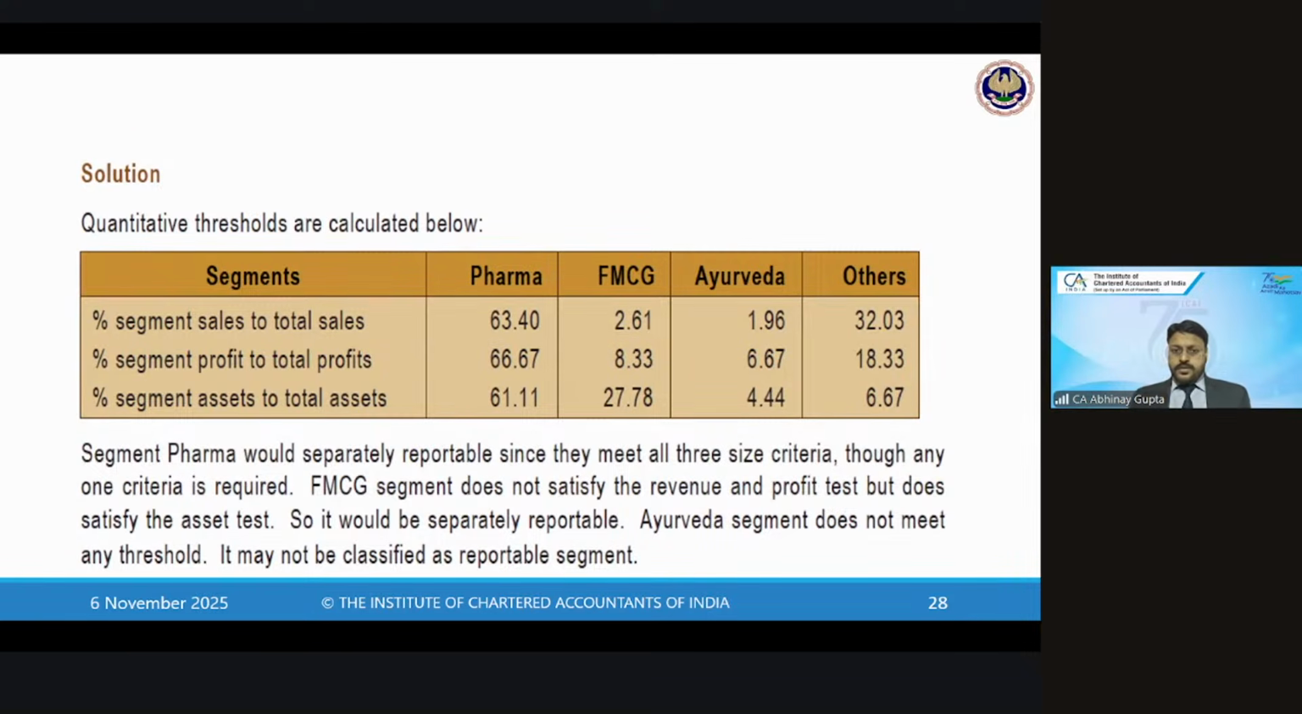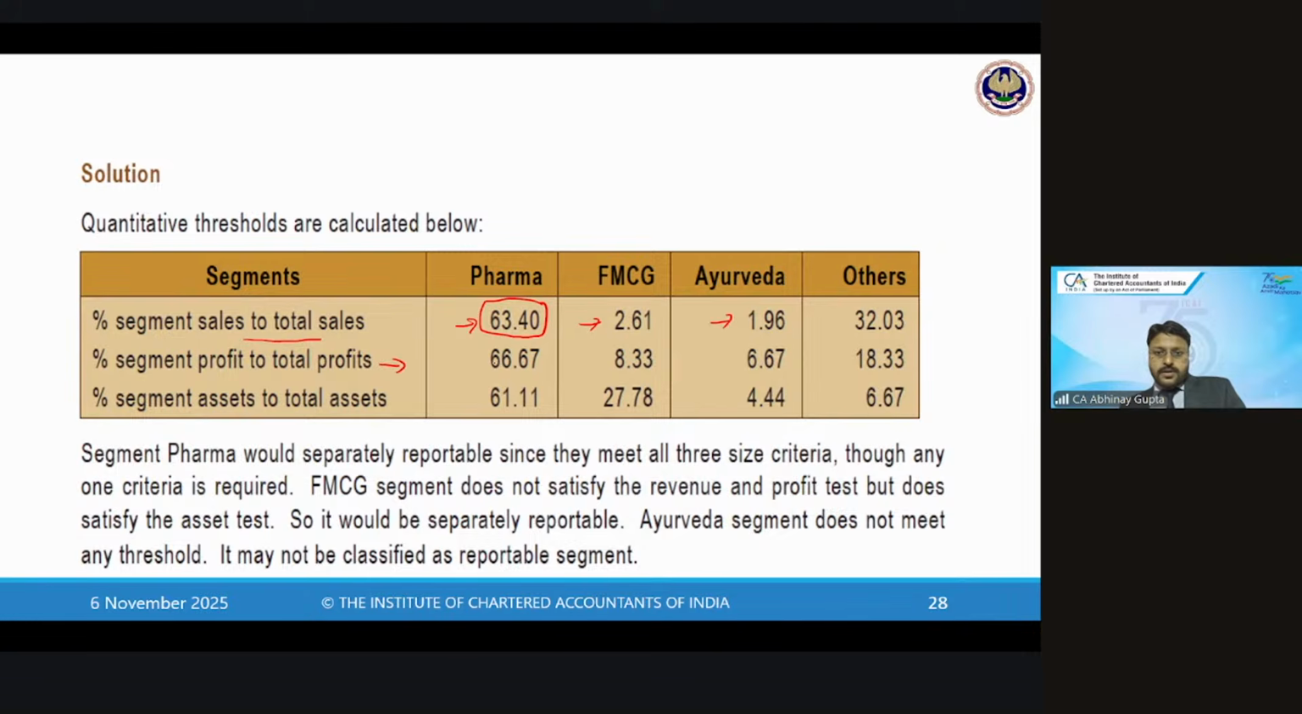The thing is that the 75% criterion, we need to also look at. So first of all, before the final answer, what are the independent individual answers? Basis on sales, pharma is carrying 63%, FMCG 2%, and Ayurveda 1%. So which segment is reportable basis on revenue? Only pharma, correct? The percentages are correct; everyone has calculated this.